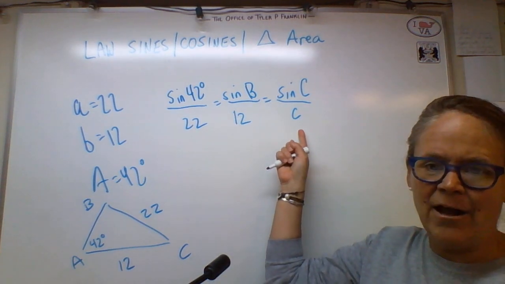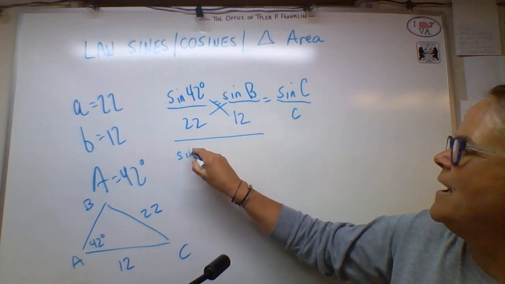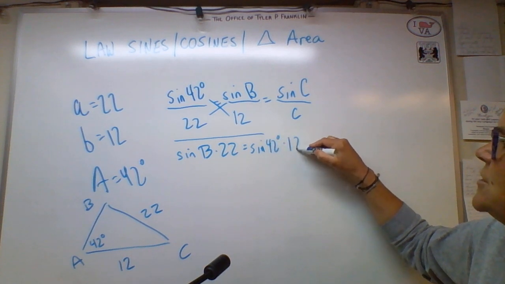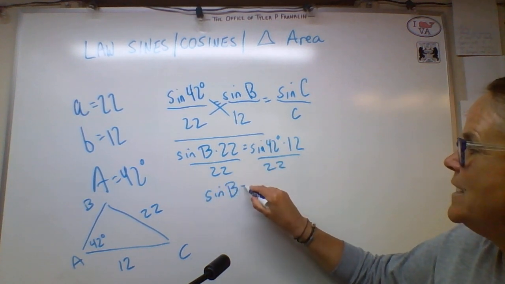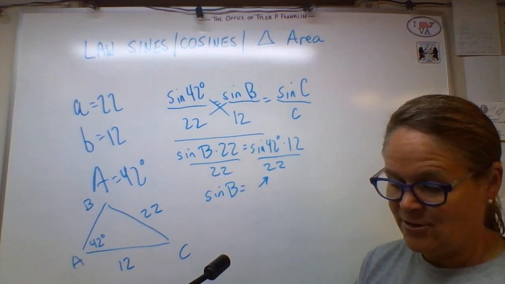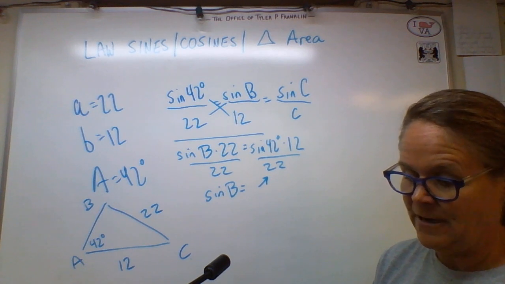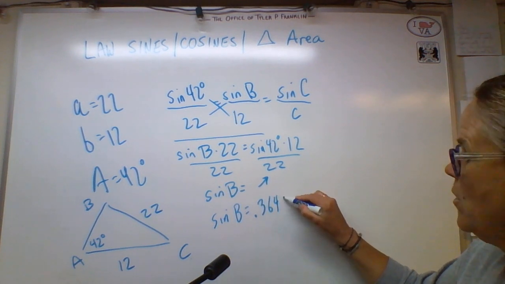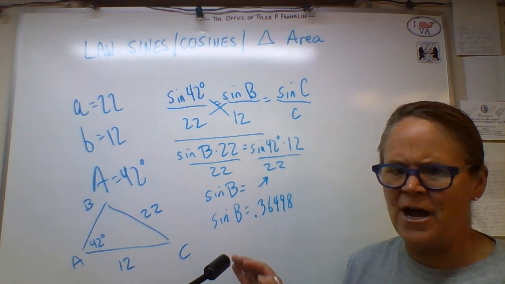Now, you can't mess with that at all yet. So you're going to have to deal with this. So cross multiply. The sine of B times 22 equals the sine of 42 times 12. Divide by 22. So this is sine of B equals that. Now, what I'm going to do is put that in my calculator. So I got the sine of 42 degrees times 12 divided by 22, and that gives me the sine of B equals 0.36498.